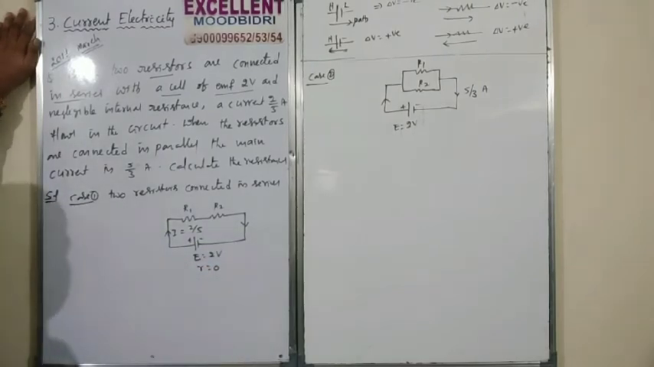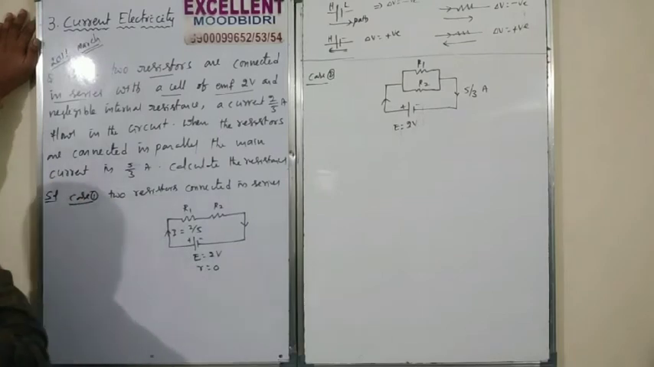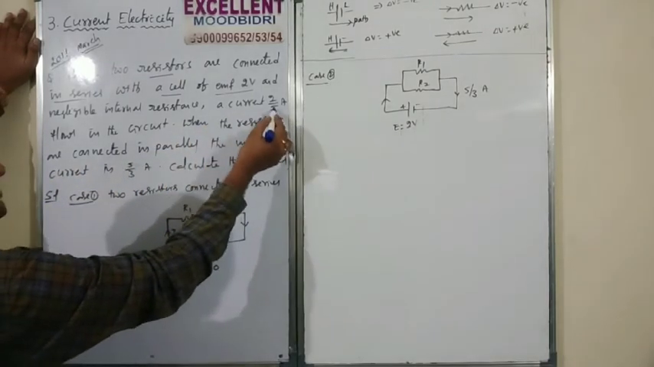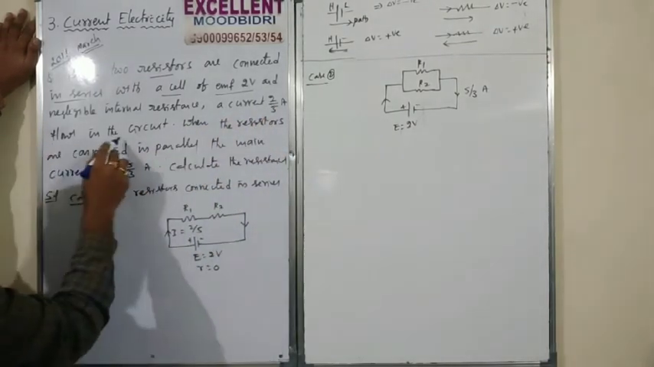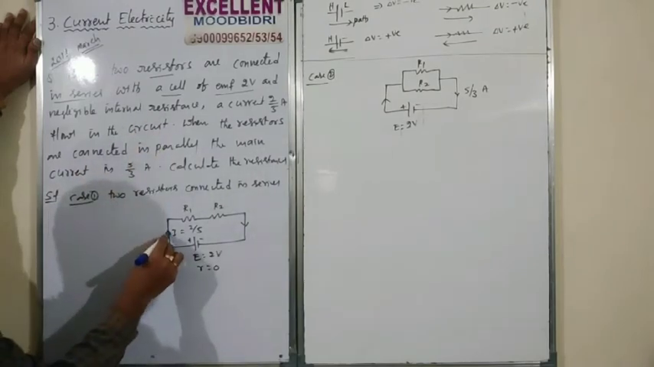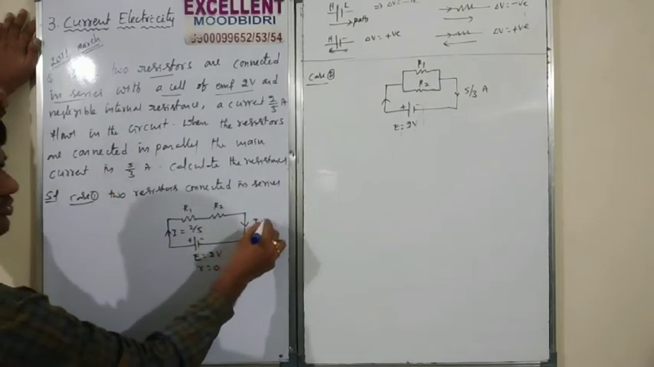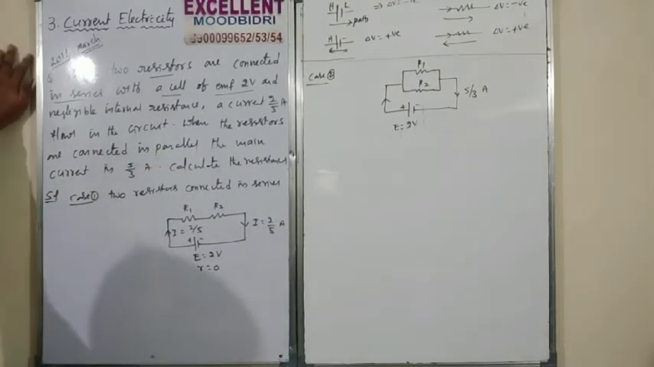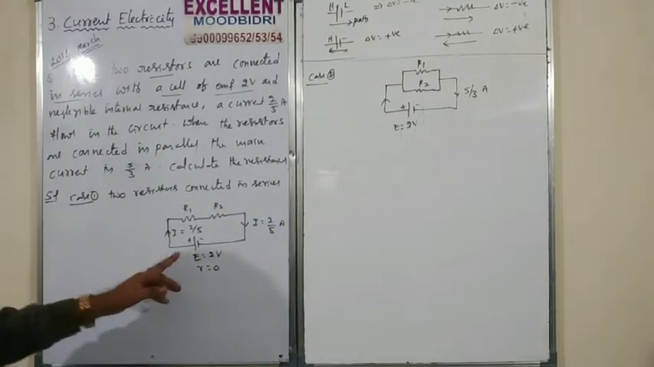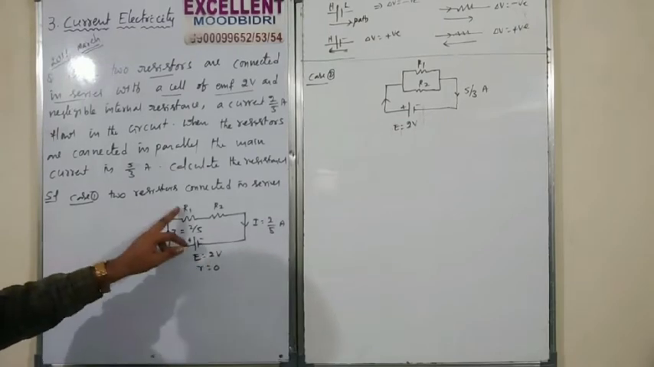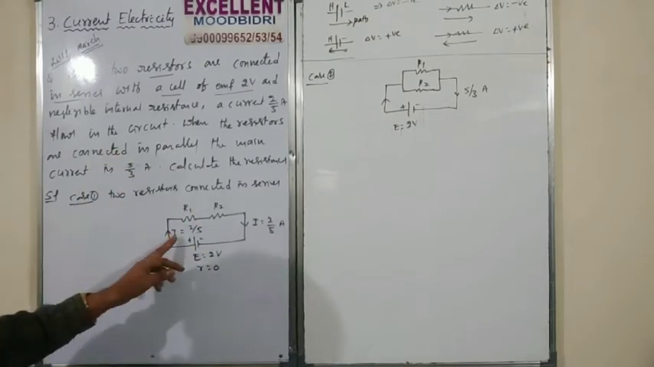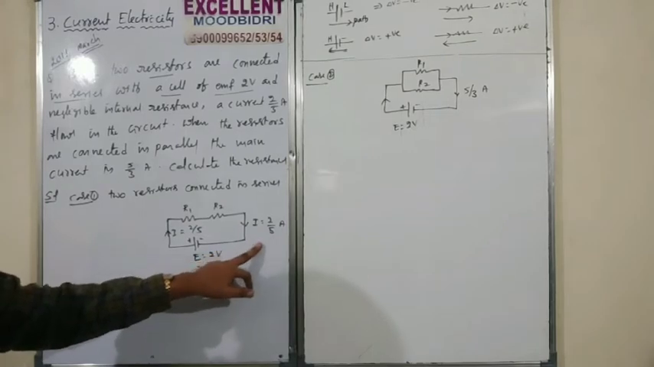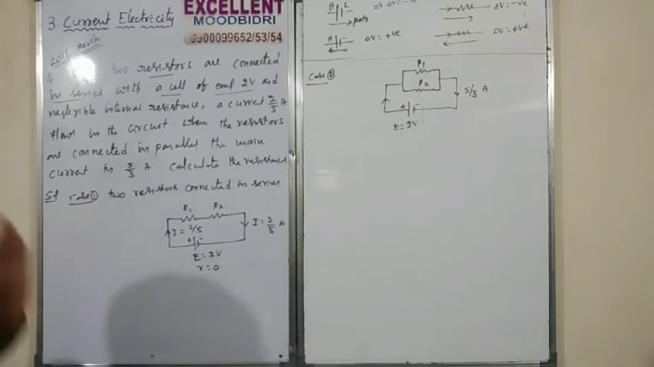Negligible internal resistance. Right? A current of 2 by 5 ampere flows in the circuit. So how much current is flowing here? I is equal to 2 by 5 amperes in the series combination. This is 2 volt only. R1, R2 values we don't know, but the I value they have given is 2 by 5 amperes.